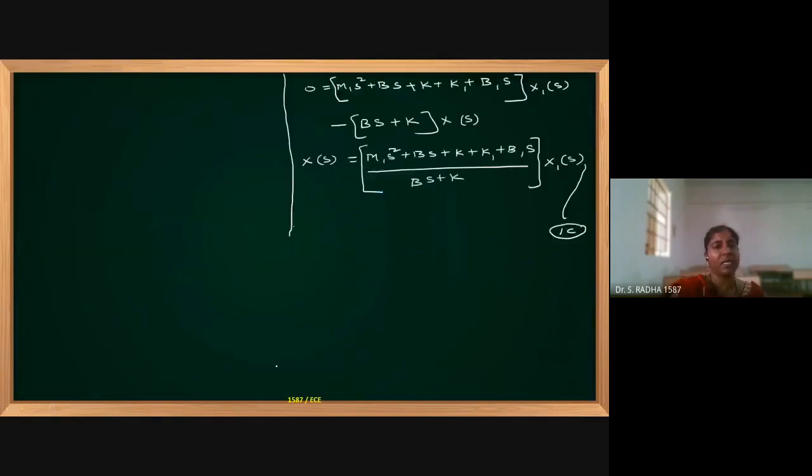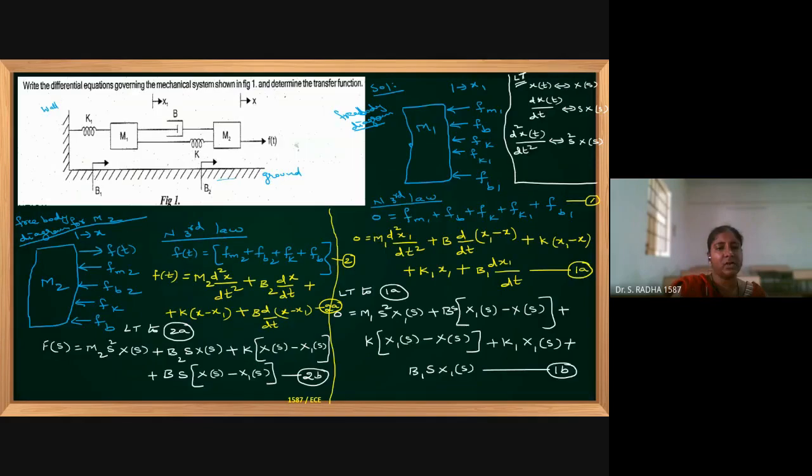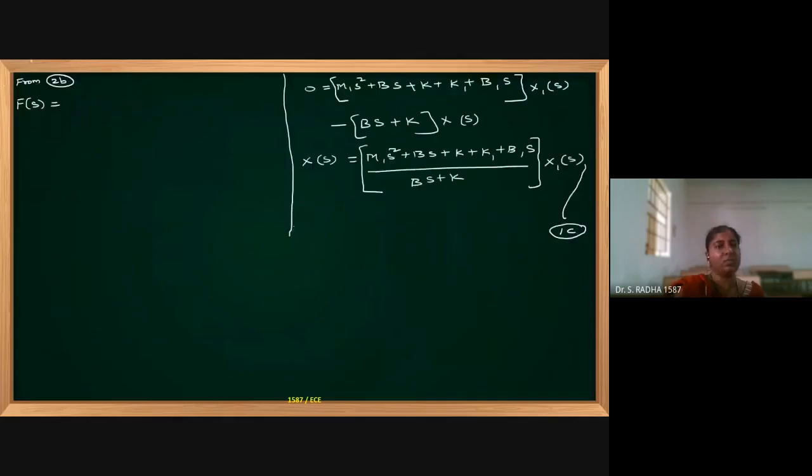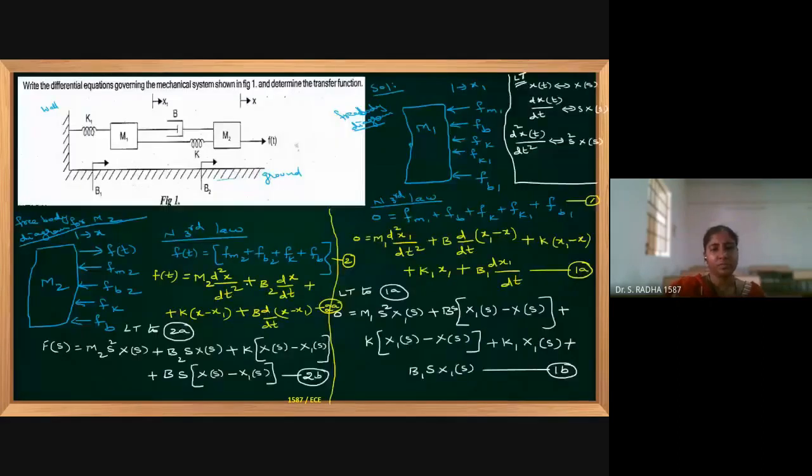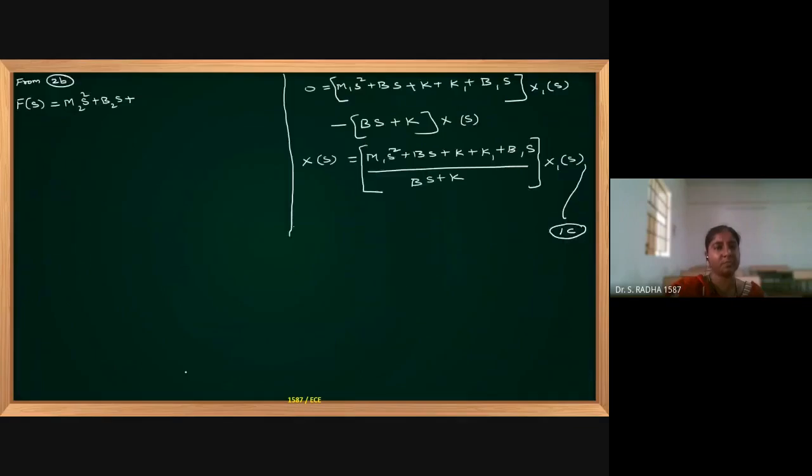Okay, left side I have f of s in equation 2b. From equation 2b I am writing. Left side I have f of s. Right side all x of s I have to put together. m2 s square, then b2 s. Okay, so m2 s square plus b2 s plus k into x of s is there, so I have to take k. Then b into s is there, I have to take b into s, plus k plus b into s.